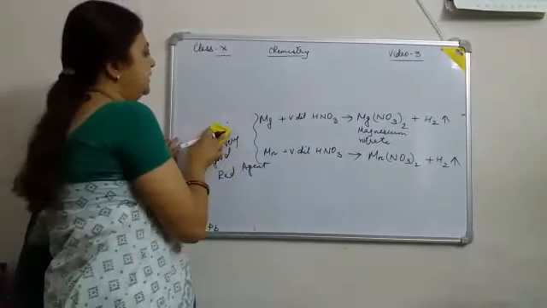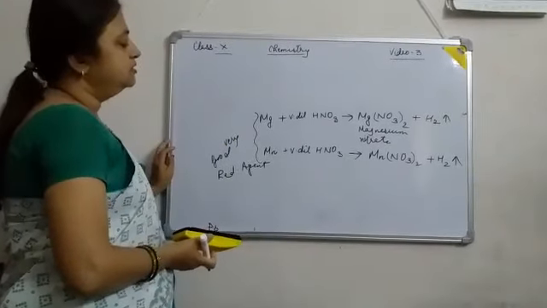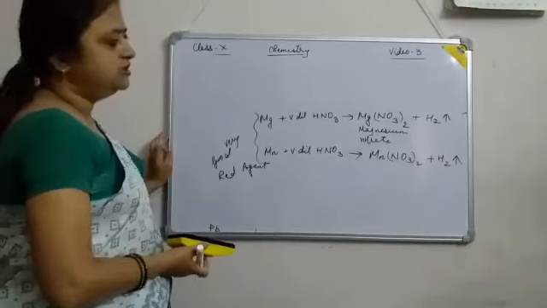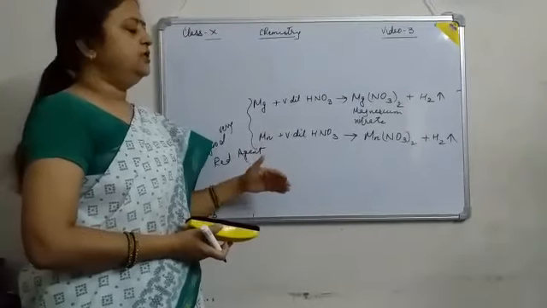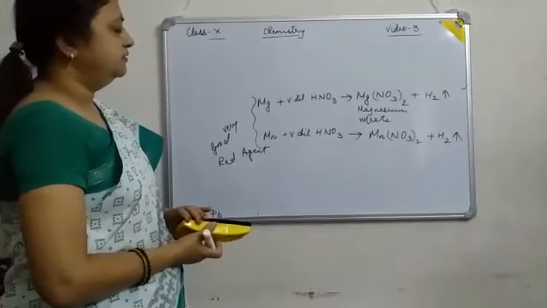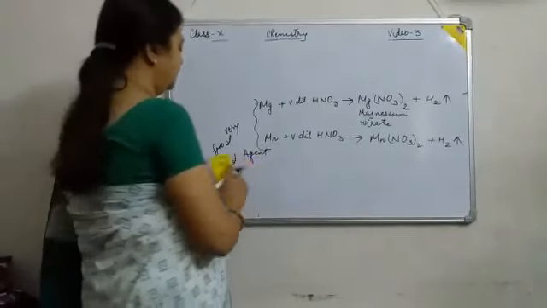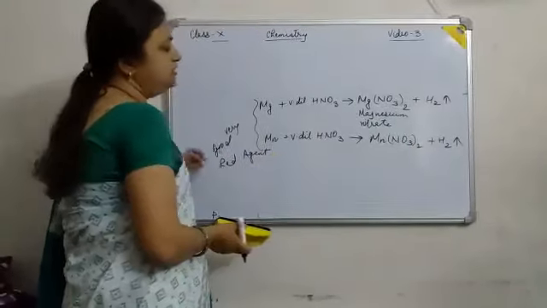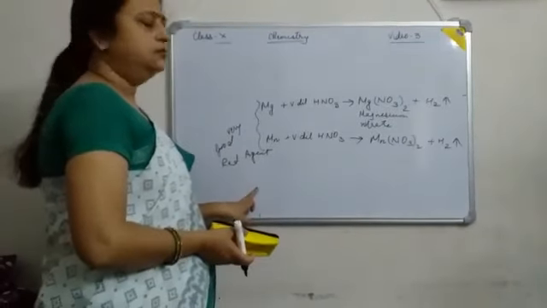Some metals like copper, zinc react with concentrated sulfuric acid to form copper sulfate, water and sulfur dioxide gas. But this type of reaction we will discuss in the metallurgy topic. So these are the reactions of metal with acid.